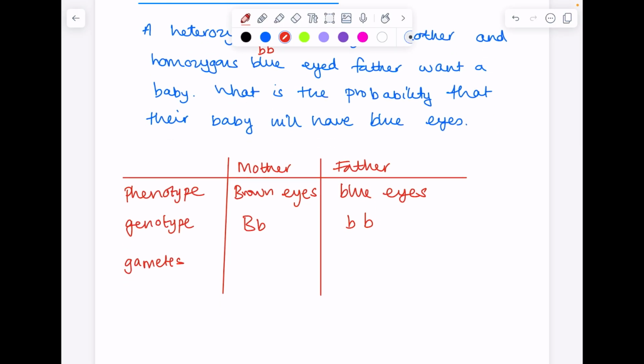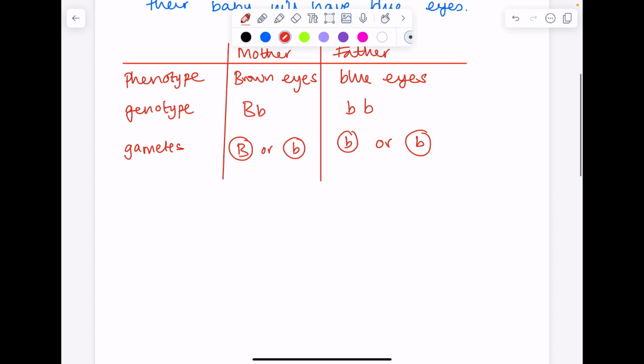The gametes, this means the mother's sex cells, so this is the egg cells. Her egg cells will either have a big B allele or a lowercase b allele. The father's sperm are all going to be that lowercase b allele. This means you're now ready to set up your Punnett square. So it should look something like this. Just list those alleles again.